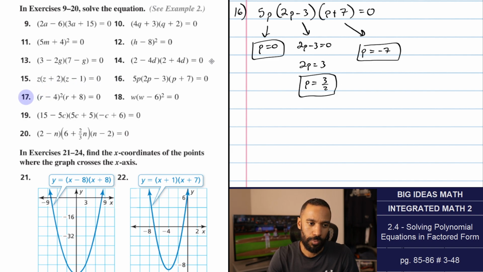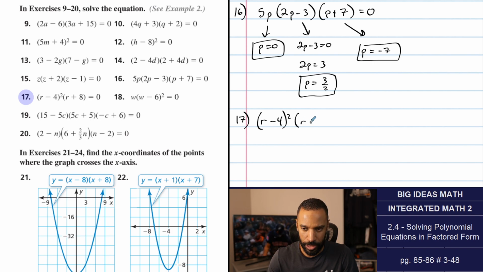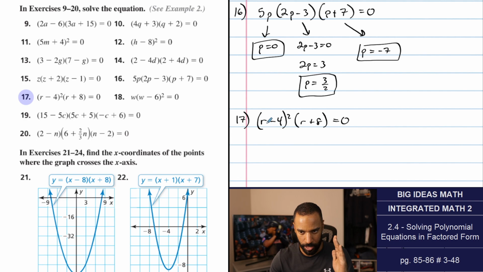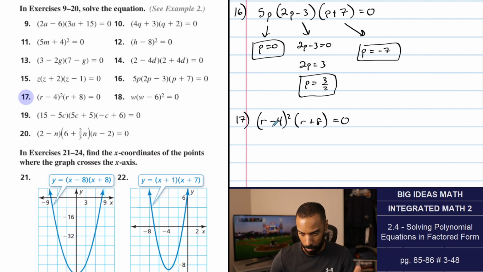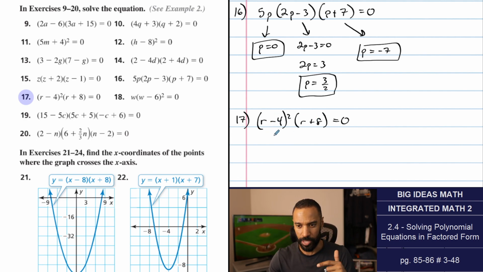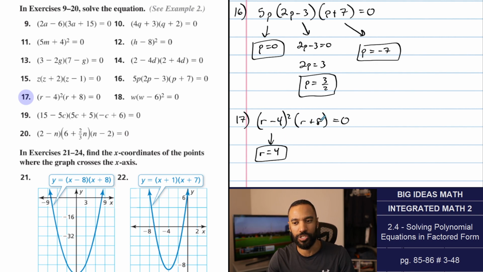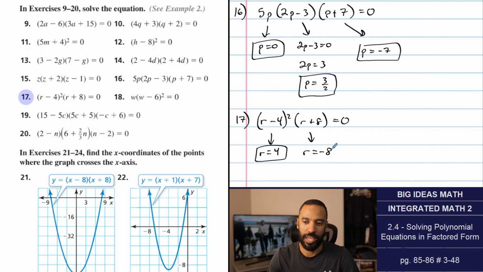Number 17, we have r minus 4 quantity squared times r plus 8 equals 0. Once again, the squaring is not really doing anything to affect me with this. If you set it up in zero product property, it's either r minus 4 equals 0, r minus 4 equals 0, or r plus 8 equals 0. You plug in 4 here, you're going to get 0 out. 0 squared is 0, times anything is 0. So r equals 4 is one of them. R equals -8 is one of them.